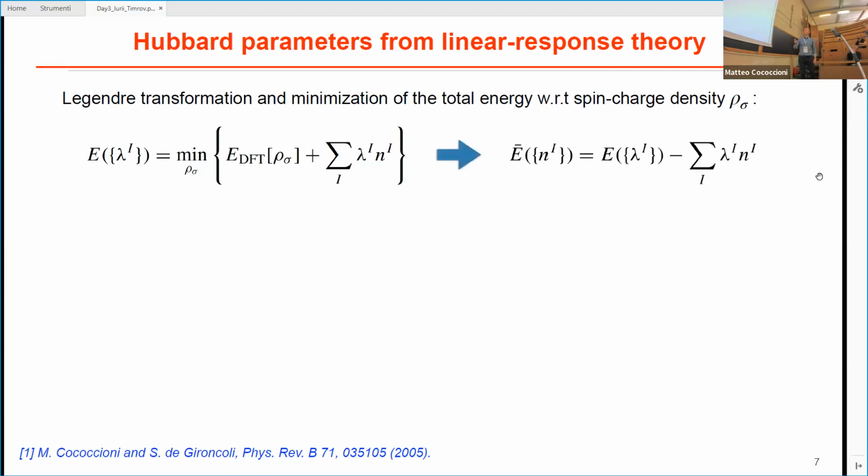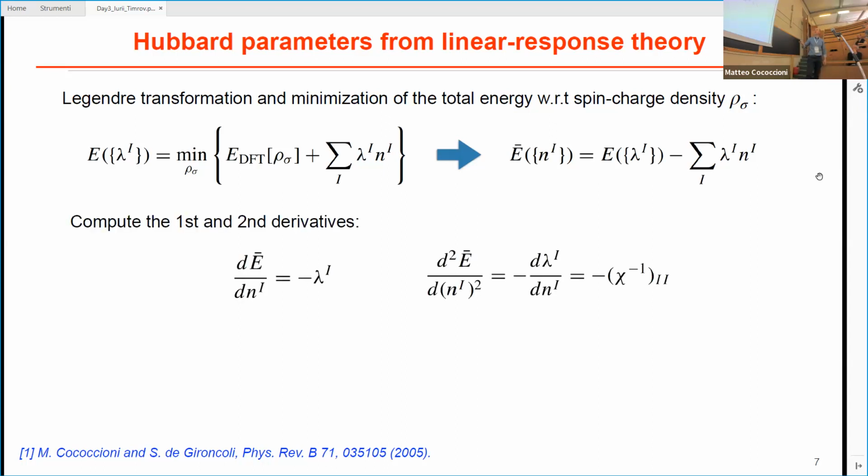And then we construct another object. We take this E of lambda and subtract back the term that we added before. We call this new object E bar, which now explicitly depends on occupations. And this is it essentially. Now we can compute the derivative of E bar with respect to n, and this gives us minus lambda. But we need the second derivative. Let's take another one. The second derivative gives us minus d lambda over dn, and we call this object minus chi to the power minus 1.